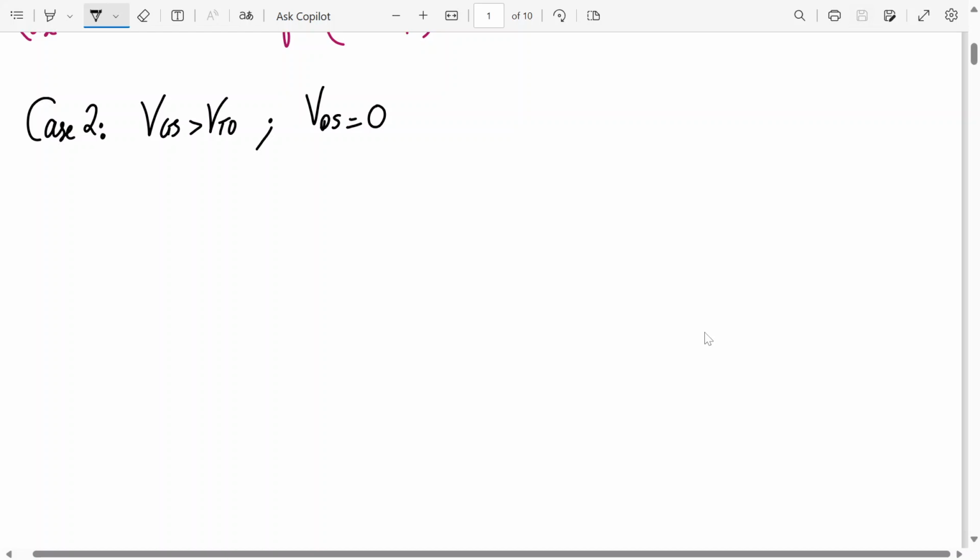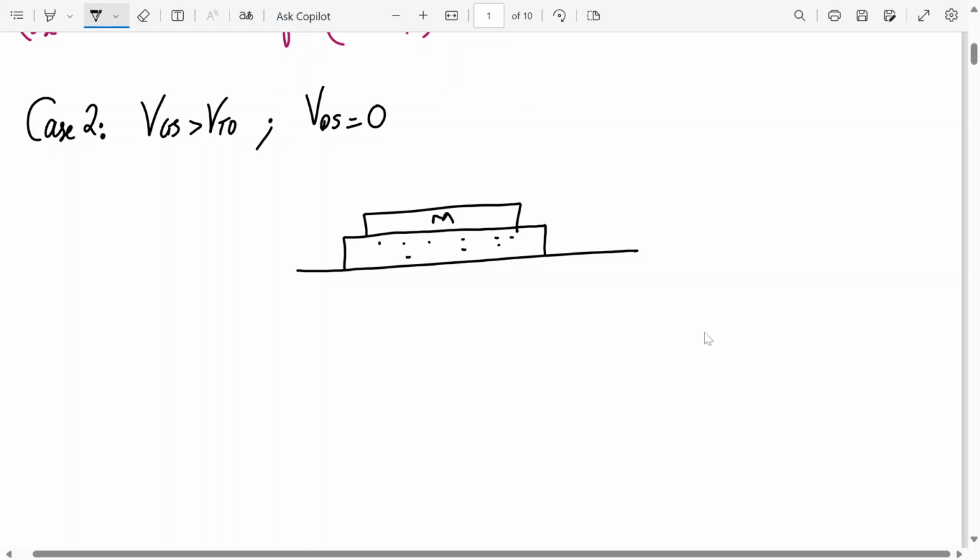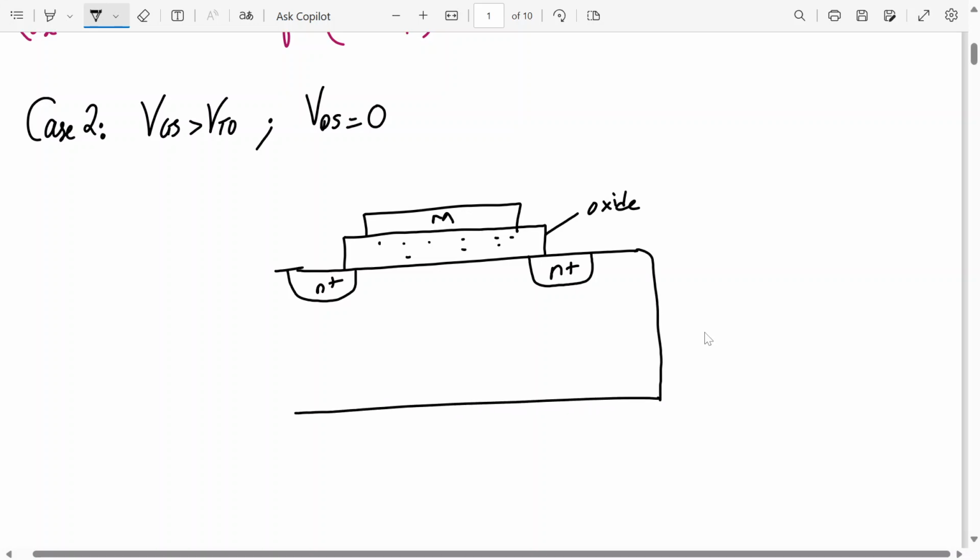So let us quickly draw the structure. So how is the structure? Again, metal, oxide, semiconductor. So this is metal, this is my oxide layer, and I'll keep on drawing again and again until it becomes a habit for you to draw the MOSFET structure, because it is very important. So this is my MOSFET, P silicon substrate, okay, and here I have a small packet of N plus.